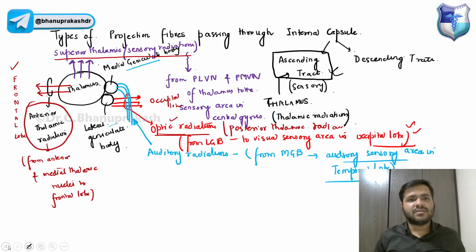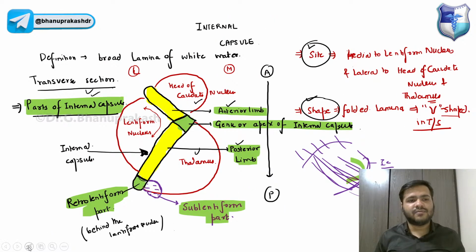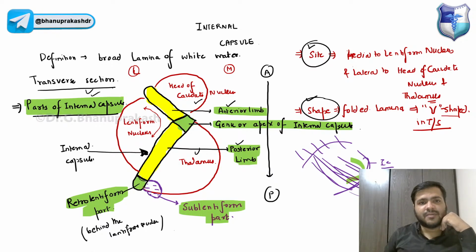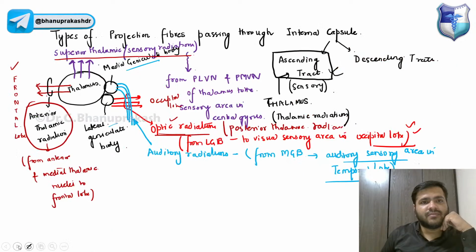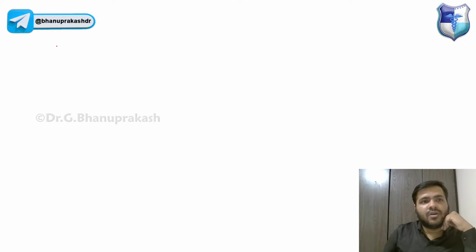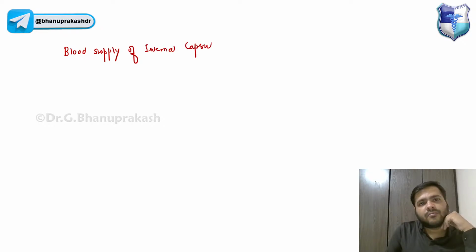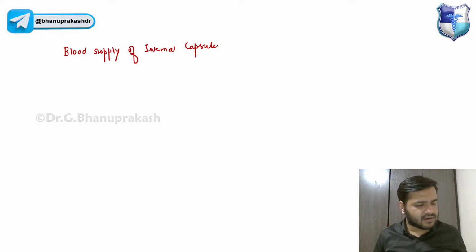Again, guys, remember the blood supply also of the internal capsule. The anterior part of the anterior limb is supplied by the anterior cerebral artery. If I wanted to tell you the blood supply of the internal capsule in short, guys, remember.